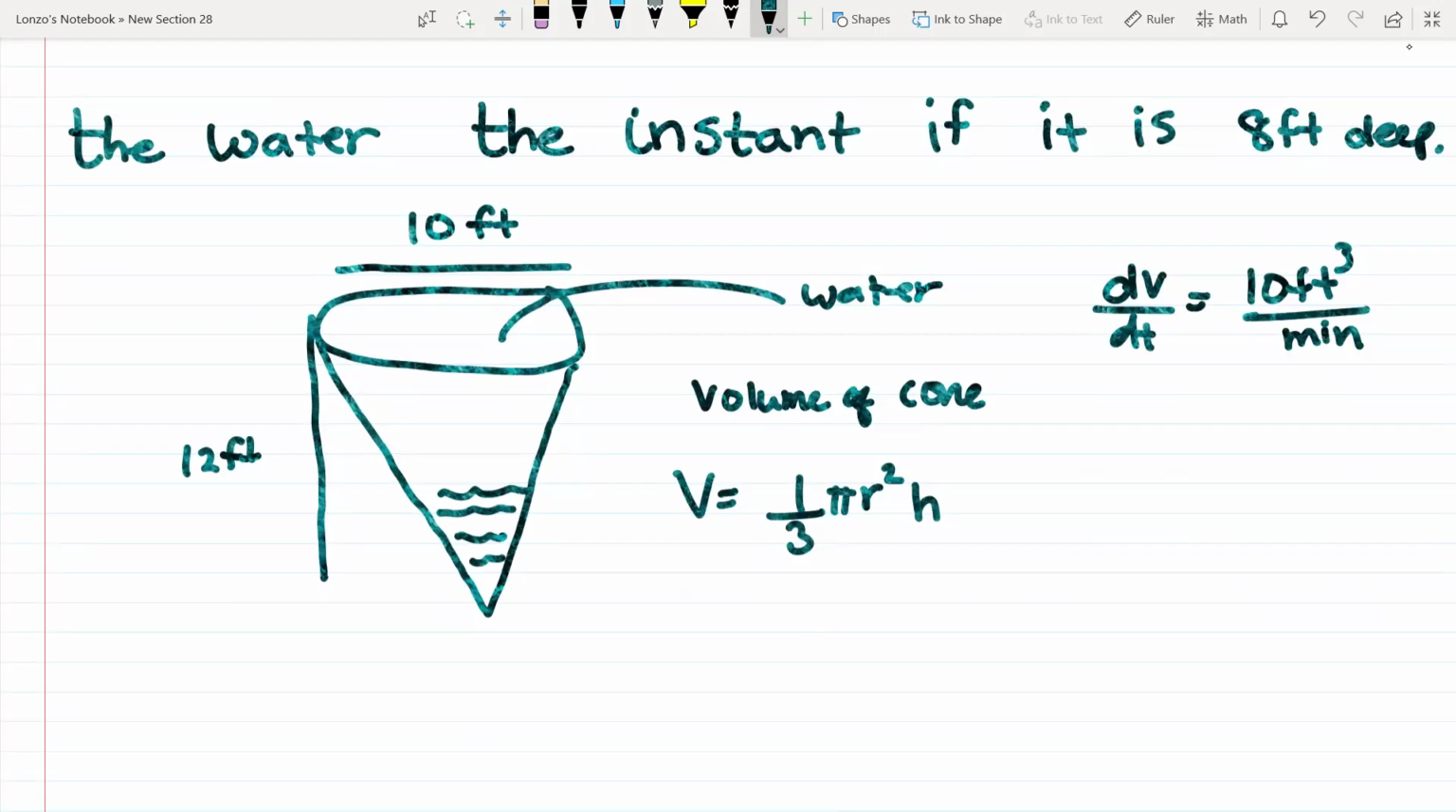So what is the problem with this one? We have three variables, V, r, and h. There are three different variables, right? And we were only given one rate. But shouldn't we have two rates if we have three variables? Yes, we should. So what that means is we're probably going to have to substitute one of our variables with one of our known information.